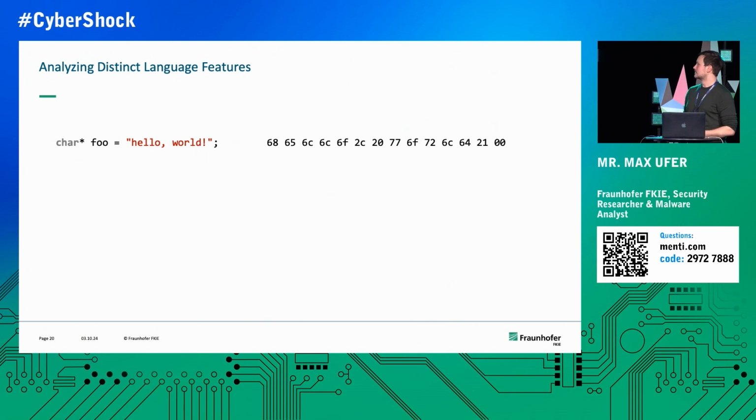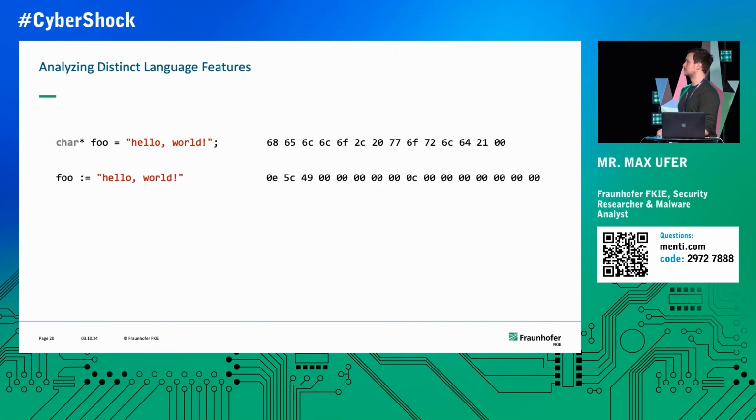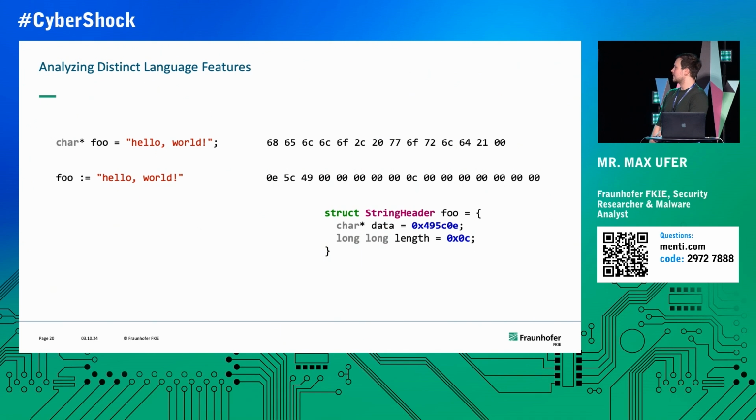So this is how a basic C string looks like in a binary. You have just ASCII characters, and then they are terminated by a 0 byte. This is how the same thing looks in Go. As most of you probably realize, this is not a string. It contains many 0 bytes, but it's actually a struct. And it starts with a pointer in the beginning, and then something which looks like a number. And this is actually how strings look like in Go.